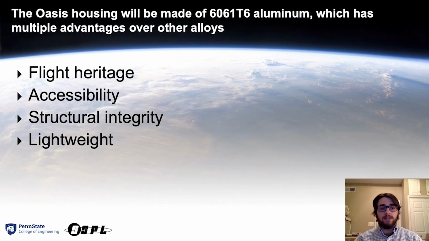The Oasis housing will be made of 6061-T6 aluminum, which has multiple advantages over other alloys. 6061 has extensive flight heritage, suitable thermal properties, and structural integrity, while also being accessible and lightweight.